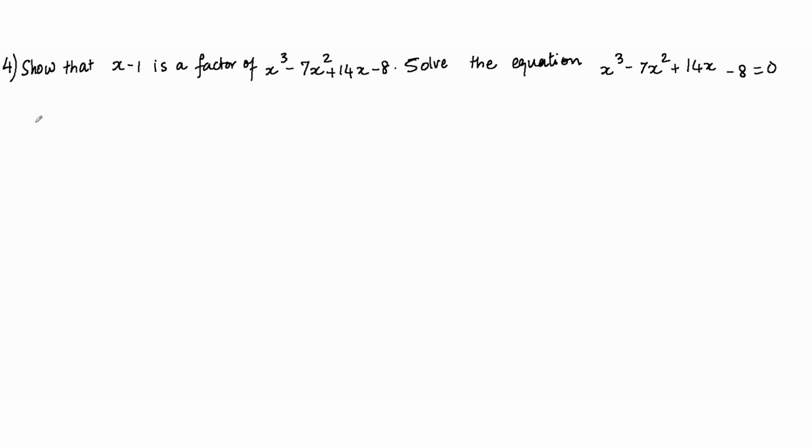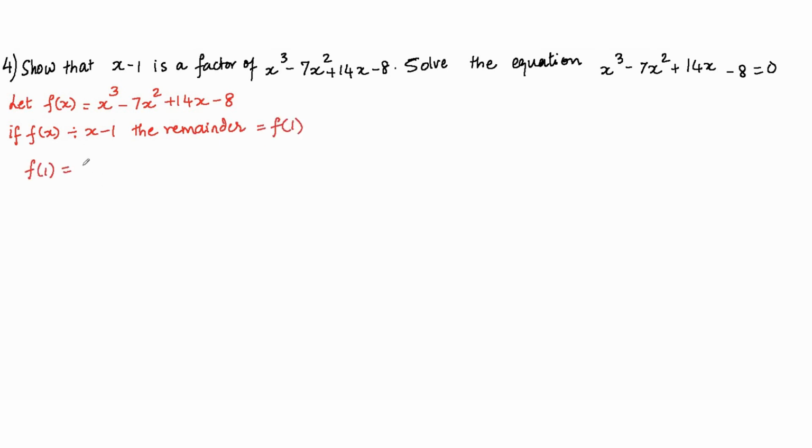Now in this case, I'm going to use the factor theorem. So let my f of x be x cubed minus 7x squared plus 14x minus 8. Now if f of x is divided by x minus 1, then the remainder is given by f of 1, right? Now let's find the value of f of 1. So f of 1 is 1 cube minus 7 into 1 square plus 14 into 1 minus 8, which is 1 minus 7 plus 14 minus 8, which equals 0.